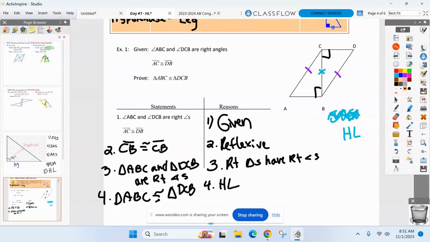Hypotenuse, leg. Only in what type of triangles? All right, if you don't see a right triangle, it's not. Now you're down to the old school 4. If it's not a right triangle.